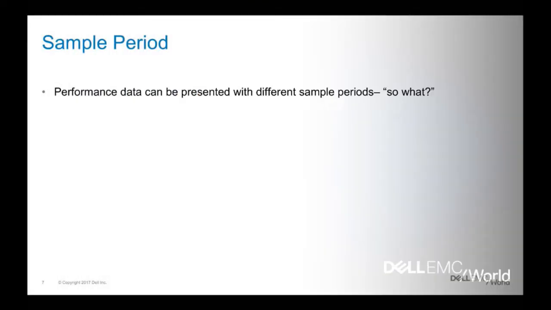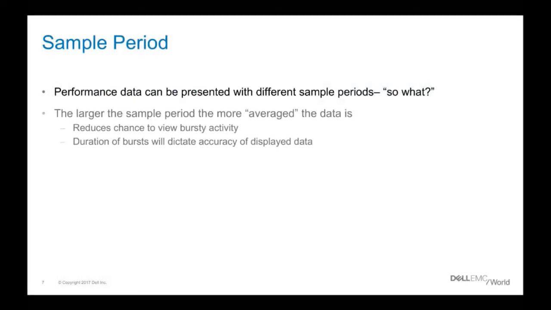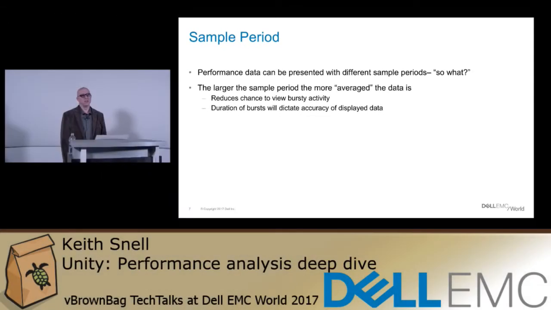Now, I mentioned about sample period. You might ask, why is that important? The larger the sample period is where you may find that peak levels of activity are averaged, so you don't see those represented within the data that you're looking at. And this will become more critical as you get less granular with the detail. So why is that important for the Dell EMC Unity product?